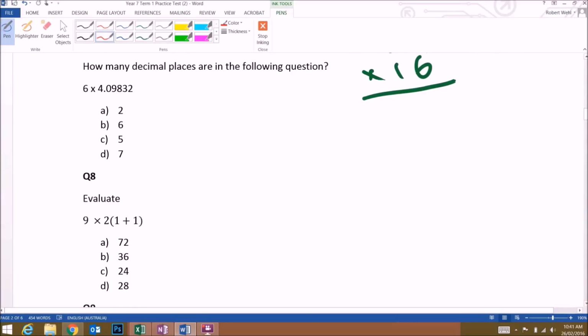How many decimal places are in the following question? So, we have no decimal places in this number. We have 1, 2, 3, 4, 5. So C is our answer. 5.